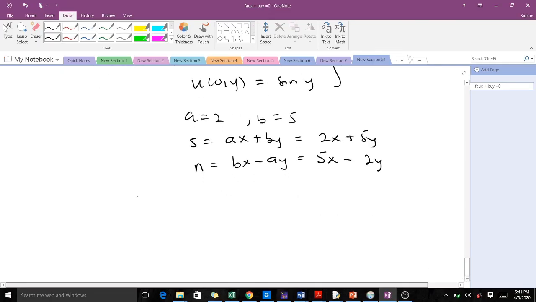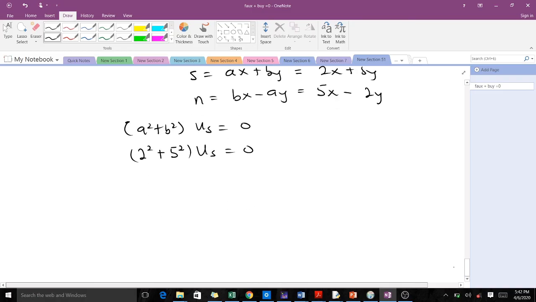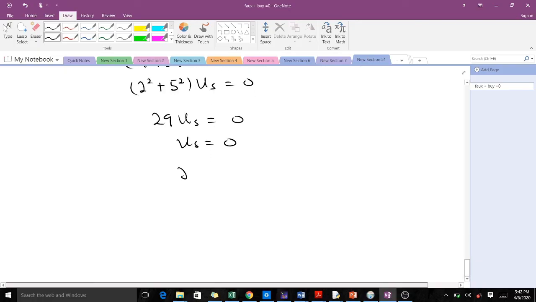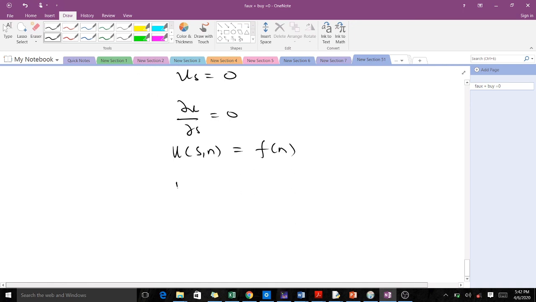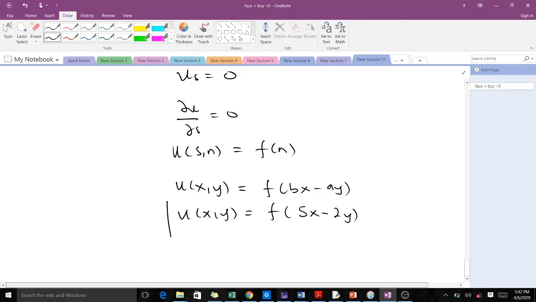So we know that we are going to get (a squared plus b squared) u_s equals 0. And this is going to give us (2 squared plus 5 squared) u_s equal to 0, and this is going to give us 29 u_s equals 0. When we solve this particular differential equation, we get u of s, n equals f of n. We notice that when we turn back to our original coordinates, we have bx minus ay, and our n, which is bx minus ay, is 5x minus 2y. So this becomes our general solution.